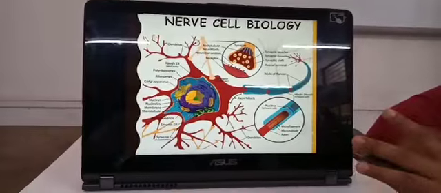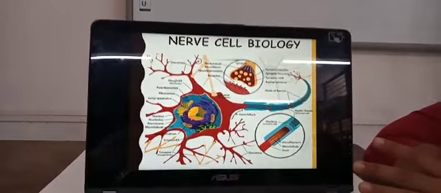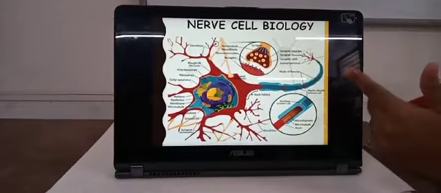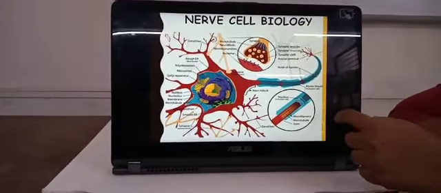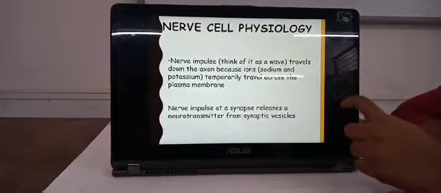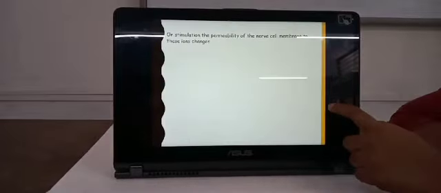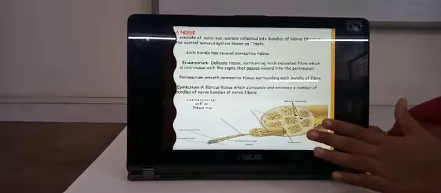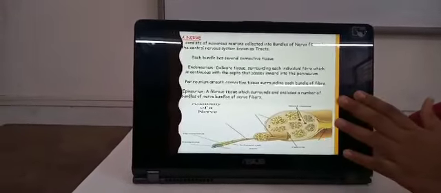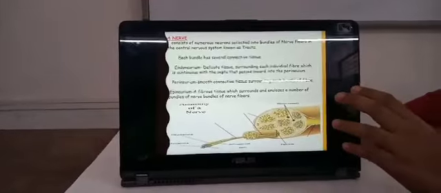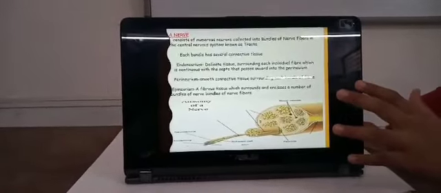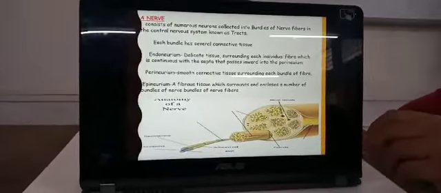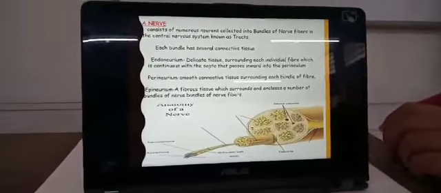I am not going to deal in detail with nerve conduction, because only if you are familiar with the other things can you follow the next classes. So I am just going to skip the nerve physiology and how the nerve impulses are transmitted, and go straight into the nerve. First of all, you need to learn what a nerve is. A nerve consists of numerous neurons collected in a bundle of nerve fibers.